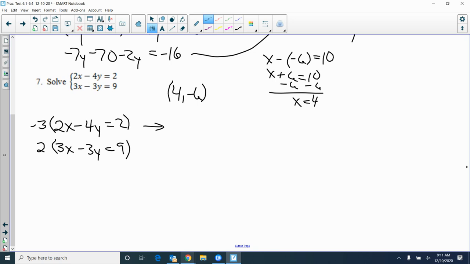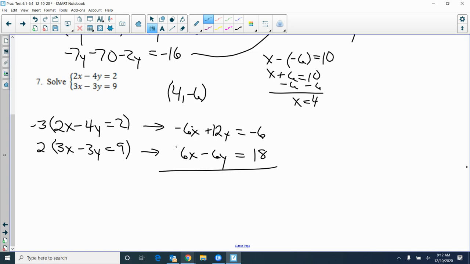So if I run this through, with the -3, I'm going to get negative 6x plus 4y, and remember to do it on the other side of the equal sign, equals -6. And then I'm going to get 6x, 2 times -3 is 6y. Remember to do it for the 4 as well. -3 times 4. I changed it to plus, but I didn't multiply it. So I get 6x minus 6y equals 18.